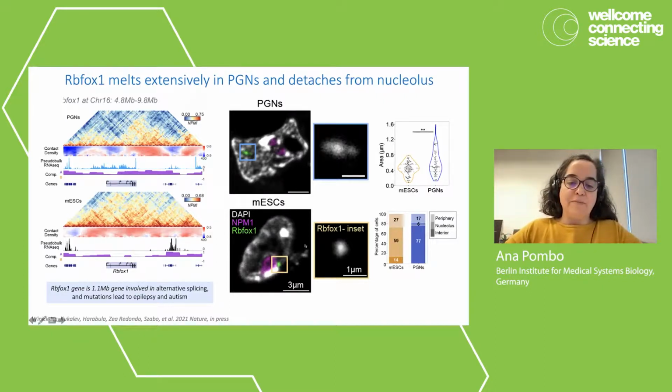As you possibly noticed in these images, in the ES cells, RBFOX1 is typically at the periphery of the nucleolus, which you can see here in the quantification, or at the periphery of the nucleus, at the lamina, whereas in the active state, in the PGNs, it's most abundantly present away from these two typically repressive domains.